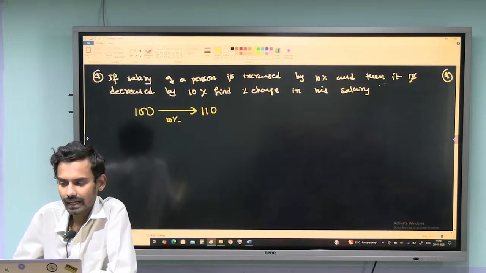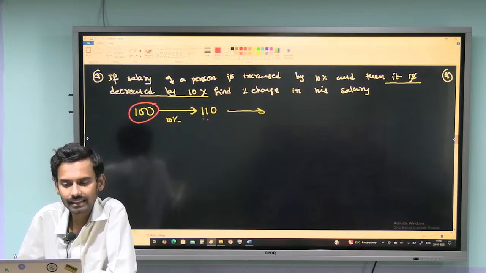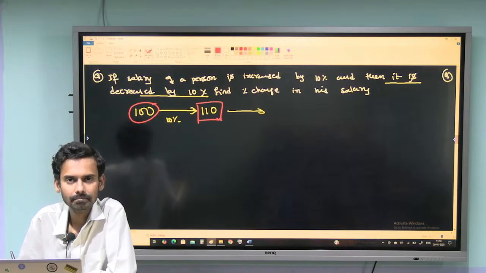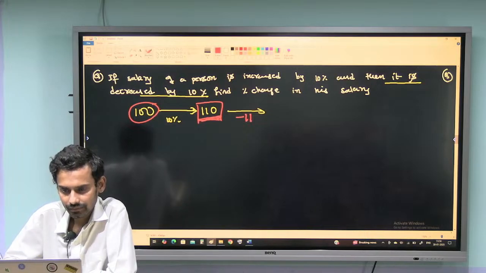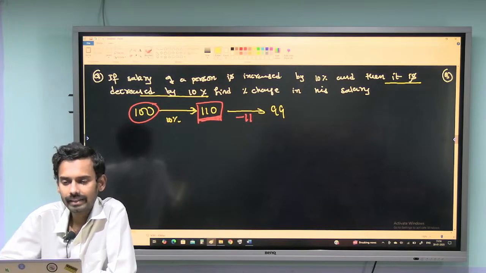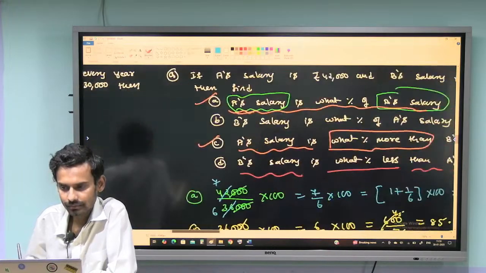In the next, I am decreasing it by 10%. Now I am not decreasing this 100 by 10% because his salary is now 110. So I need to consider 10% of 110, which is 11. So I need to decrease this by 11, and here I will be getting 99. And whenever they are asking for percentage change, you need to know this formula.